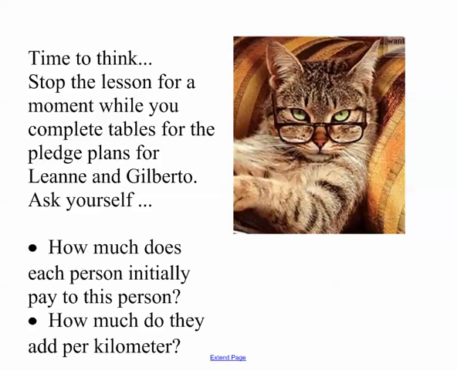All right, so we're going to follow the same expectations. We're going to stop the video here, give you a minute to think about the pledge plans for Leanne and Gilberto. Complete a table for each of these students. Now remember to ask yourself, how much does each person initially get from their sponsors? That would be how much they get at 0 kilometers. And then how much is each sponsor adding for every kilometer that the student walks? When you think you have the tables, restart the video and check your work.